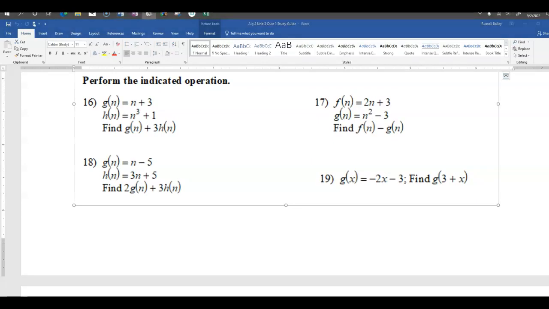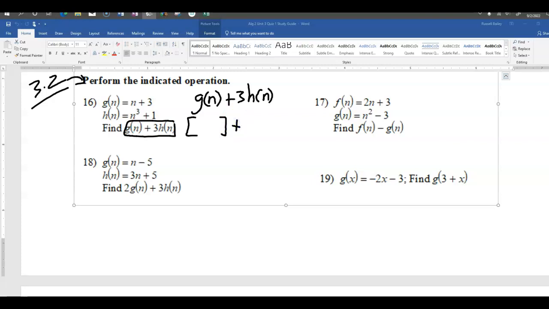16 and 18 are function combinations. We looked at that in lesson 3.2. So if you want to do function combinations, I like to start by writing what they give me. And then I replace the g of n and the h of n with what they equal. G of n is equal to n plus 3. So I'm going to replace g of n with n plus 3. H of n is equal to n to the third power plus 1.